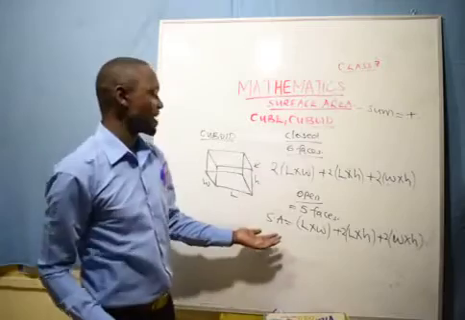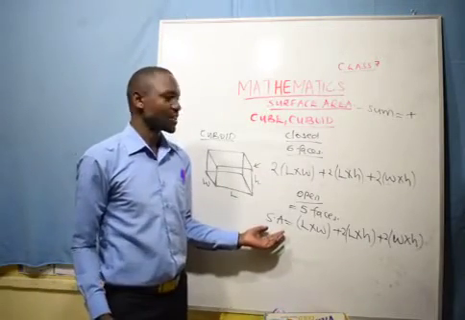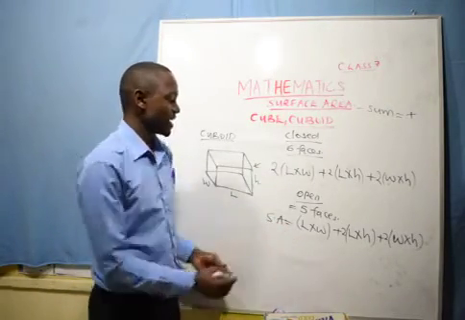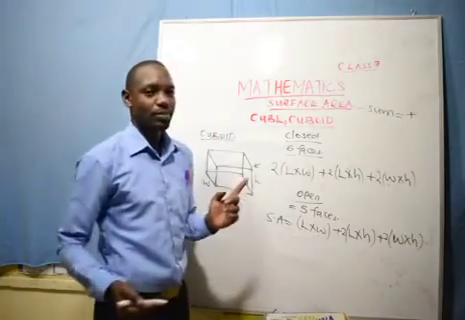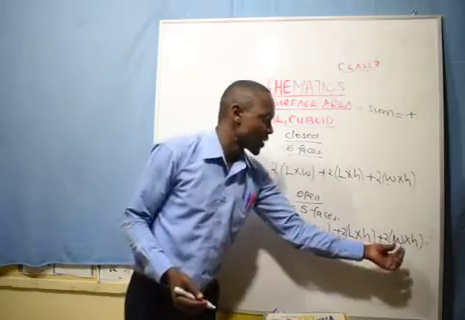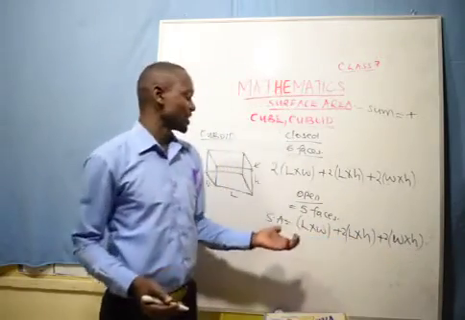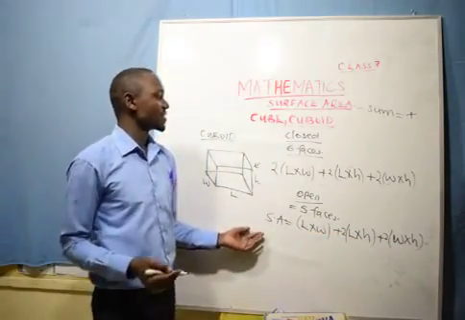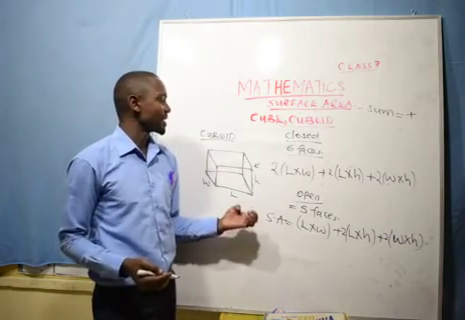That is the surface area of an open cuboid: length times width times 1, because it is only 1, plus length times height times 2, plus width times height times 2. That is the formula for getting the surface area of an open cuboid.